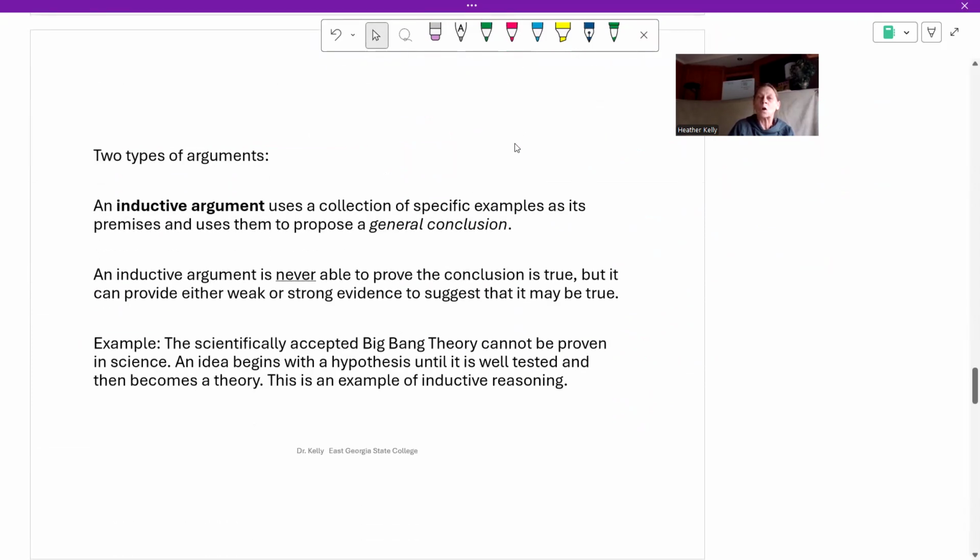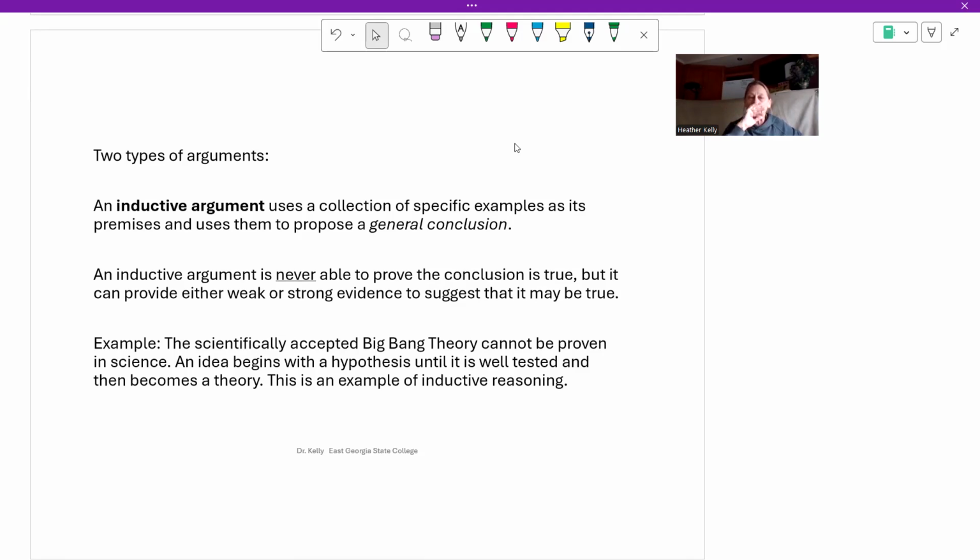Now, there's two types of arguments. There's an inductive argument, which is a collection of specific examples as its premises, and you use them to propose a really general conclusion. An inductive argument is never able to prove a conclusion is true, but it can show whether there's weak or strong evidence to suggest that the conclusion is true. An example of an inductive argument would be the Big Bang Theory, right? It can't be proven, but there is a lot of science that points that way.